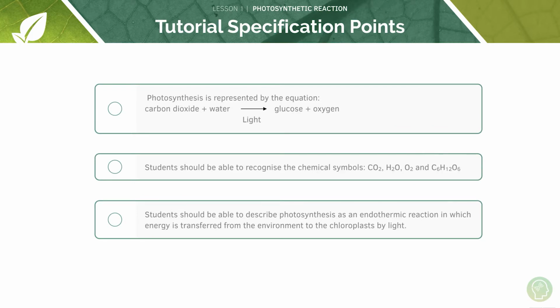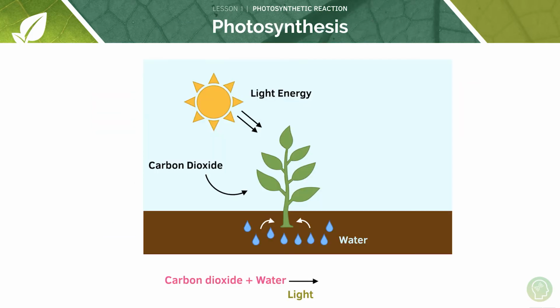So first of all, let's have a look at this word equation. So we're going to break it down by having a look at what actually photosynthesis is. So here's our plant. It's receiving light energy from the sun and carbon dioxide from the atmosphere. And it's also receiving water from the soil. So therefore, in the input of our equation, we're going to have water plus carbon dioxide goes to the products.